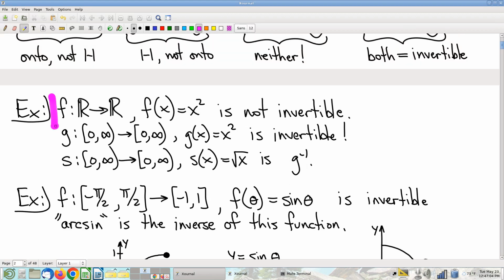This function right here. Notice the domain, the target, the rule of assignment, aka the formula. It's not invertible. Right? Let me ask you this: what is f inverse of 25? What single input value, when you square it, gives you 25?